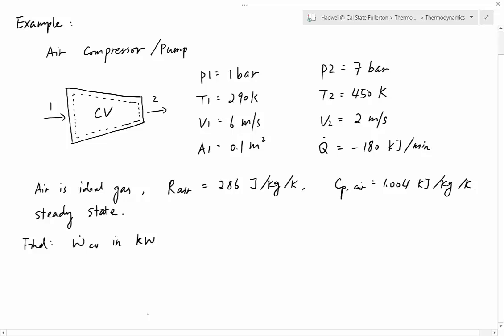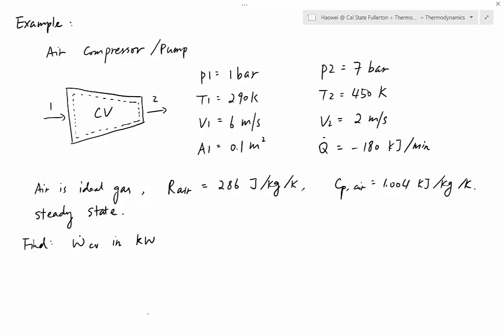Okay, so now let's do one more example. Here we have an air compressor or a pump. An air compressor is to compress air, so the pressure coming out of the compressor will be higher. A pump does the same thing, but it's usually used for liquid. Okay, so here you can see it has a converging shape.